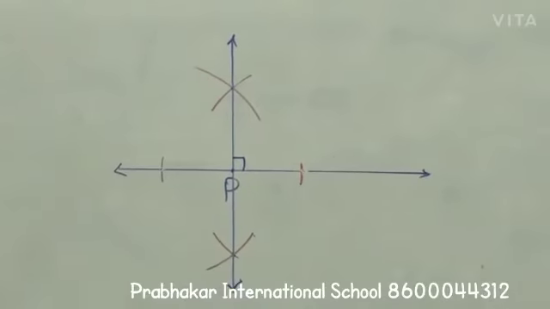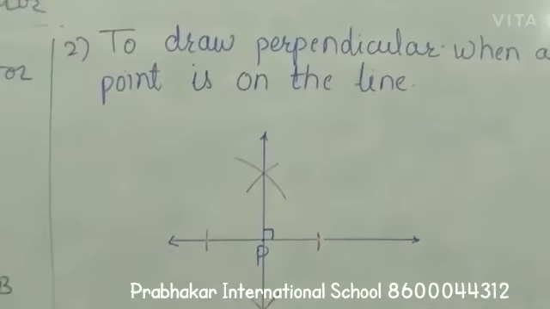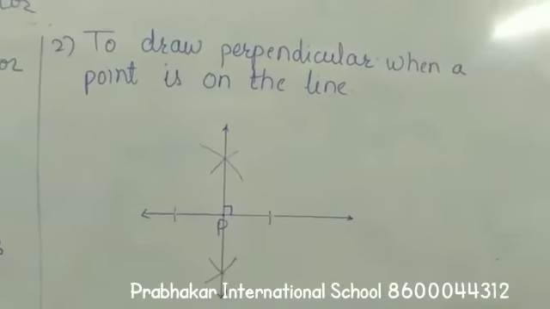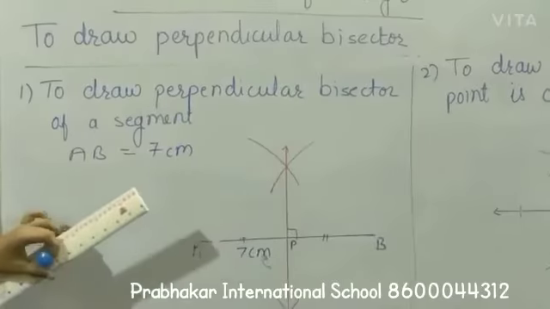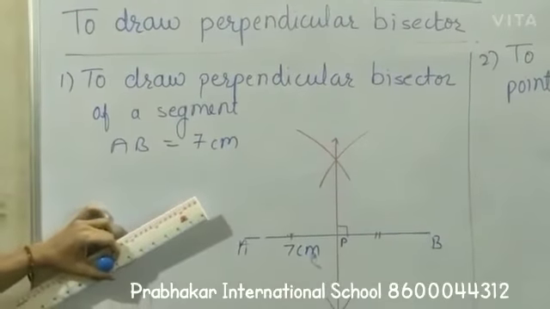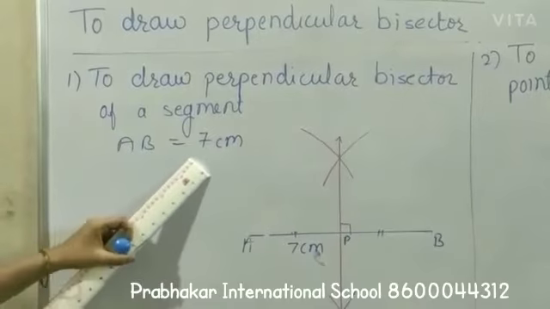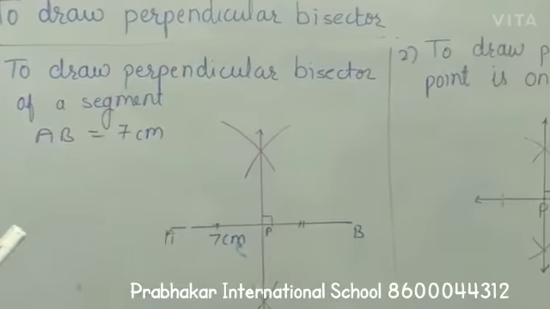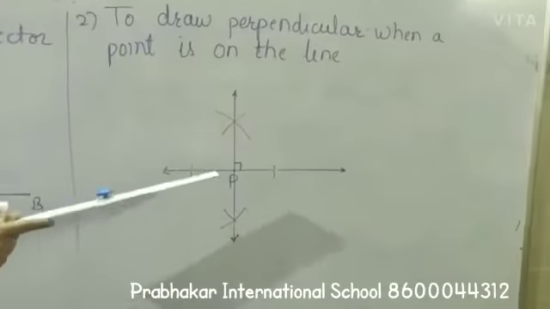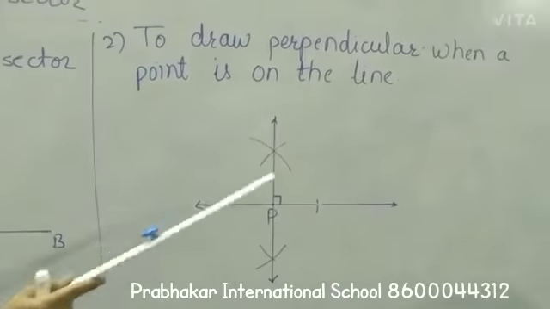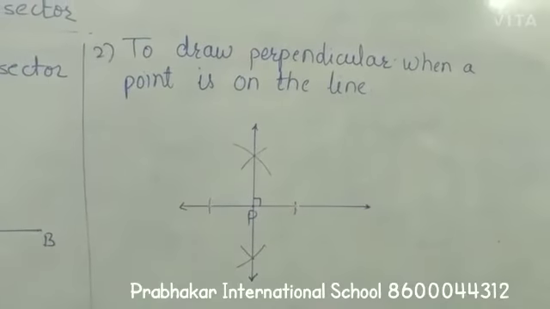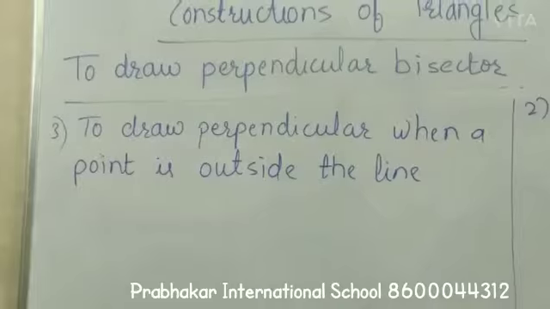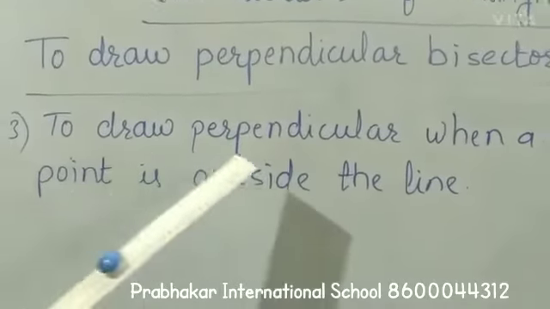First we have drawn perpendicular. Here we have drawn perpendicular bisector when fixed measurement is given to you, and in that figure when the point is on the line, then how to draw the perpendicular, that I have shown. This is next type of perpendicular when a point is outside the line. Now how to draw this we will see.